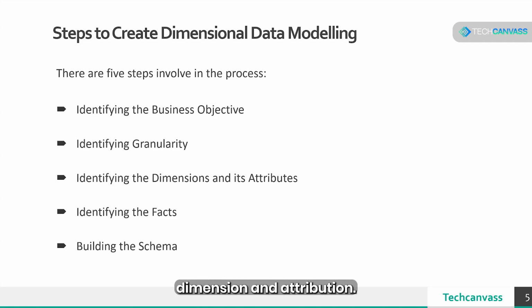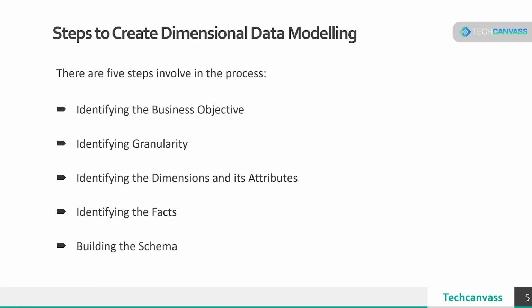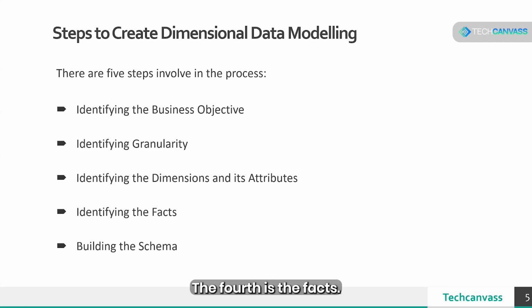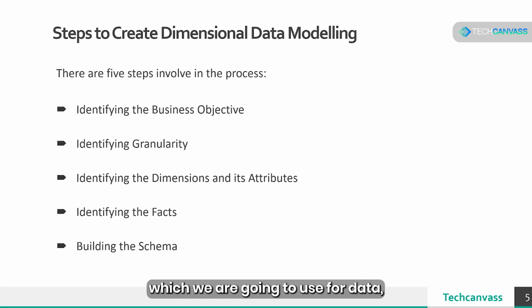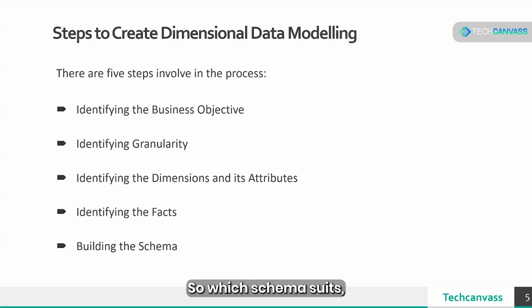Third is identifying dimensions and attributes. While we create the data model, we get to know all the dimensions and attributes which we have in our data set. The fourth is the facts. What transactional data we have in our data set, which we are going to use for data analysis. The last step is identifying the schema. Which schema suits our business requirement, and accordingly we prepare.